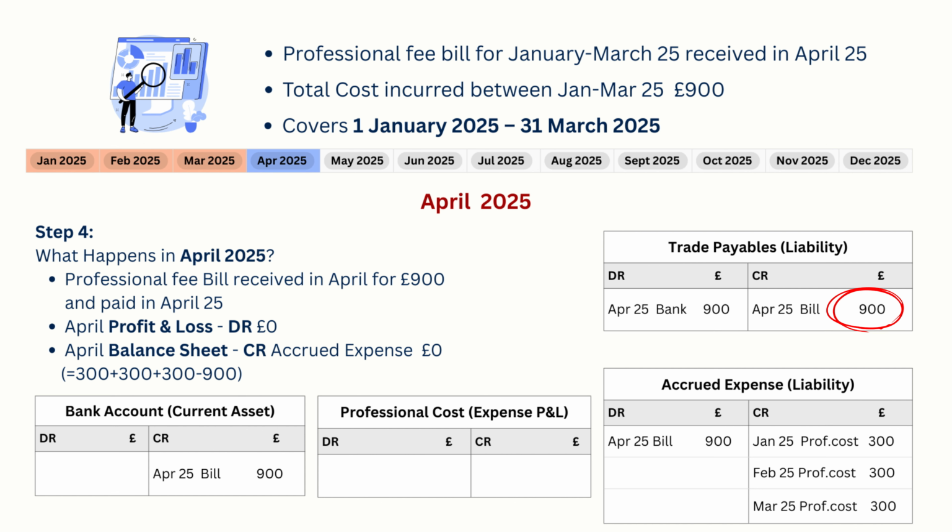In April, invoice for £900 is received and paid. There is no expense recognised in April because the cost was already recognised in earlier months. The accrued expense in the balance sheet is cleared when the invoice is received. Cash flow is £900 cash outflow as the invoice was paid.